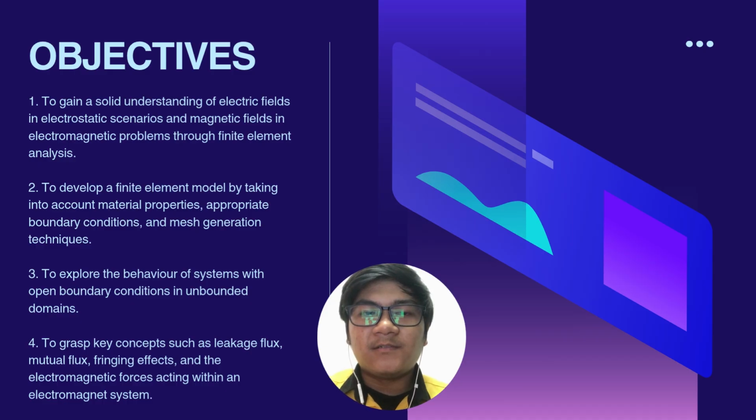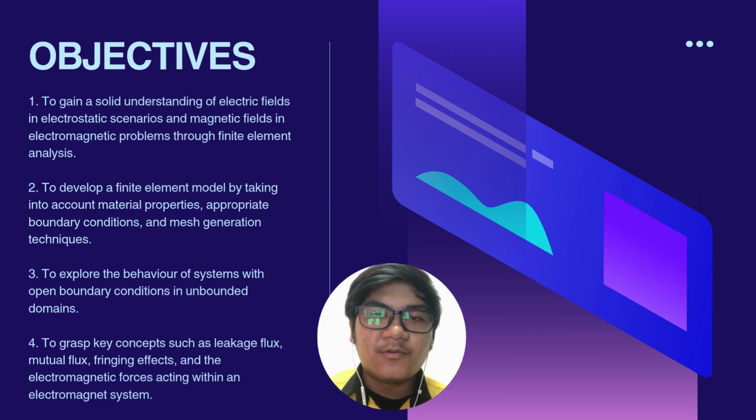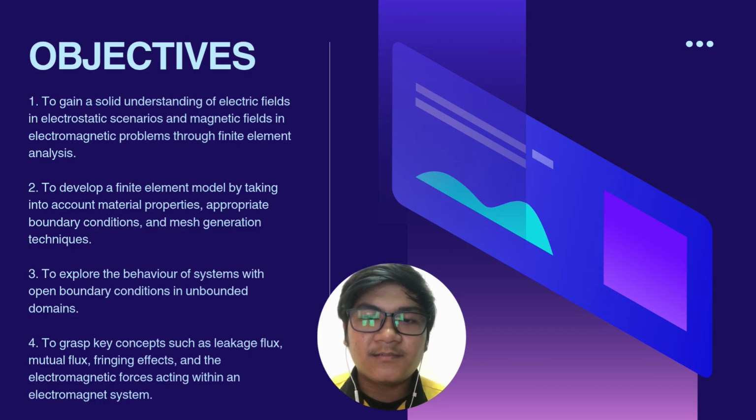So the next one is the objectives of task 2. The first objective is to gain a solid understanding of electric fields in electrostatic scenarios and magnetic fields in electromagnetic problems through finite element analysis. The second one is to develop a finite element model by taking into account material properties, appropriate boundary conditions, and mesh generation techniques.